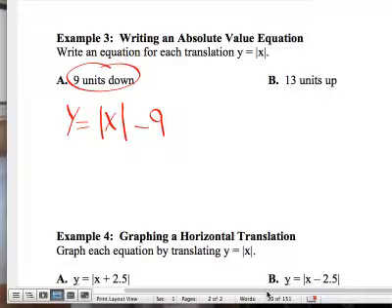So this is the same thing with plus 13. Y equals the absolute value of X plus 13. On letter B, it's 13 units up. That means we use positive 13. So we take the basic graph Y equals absolute value of X, and we add 13 to it. That'll move it up 13 units.